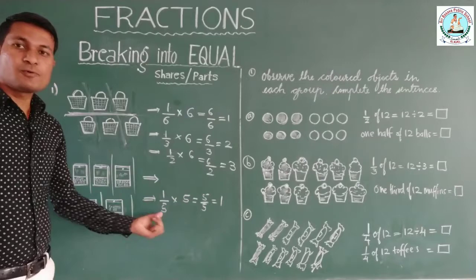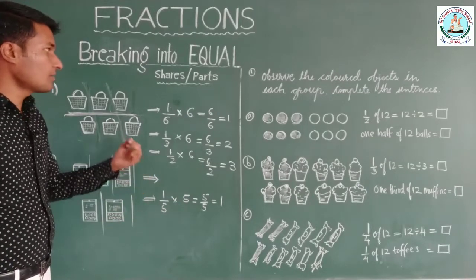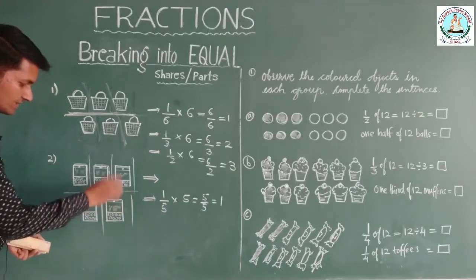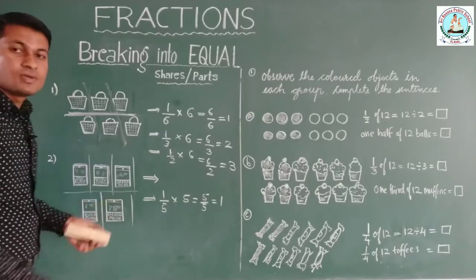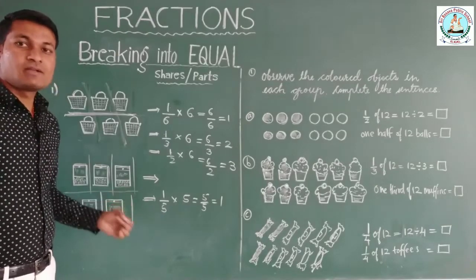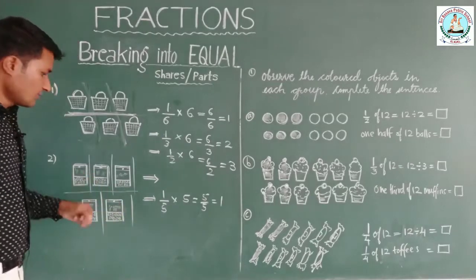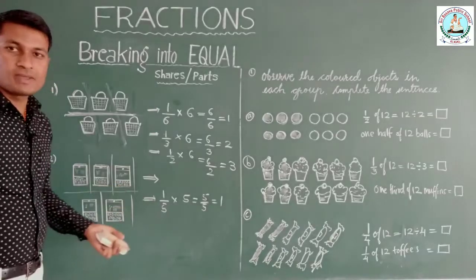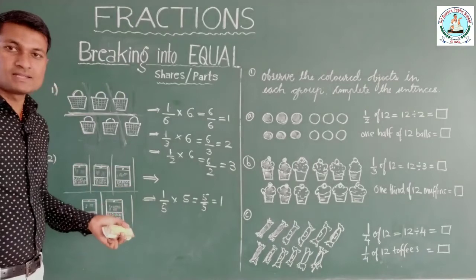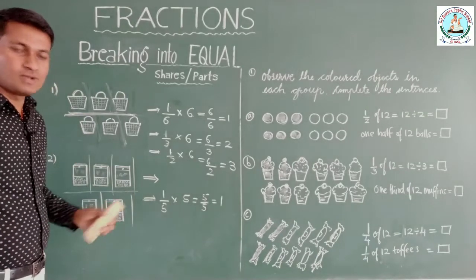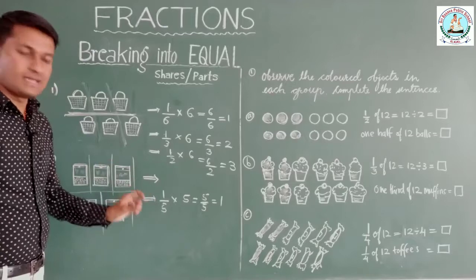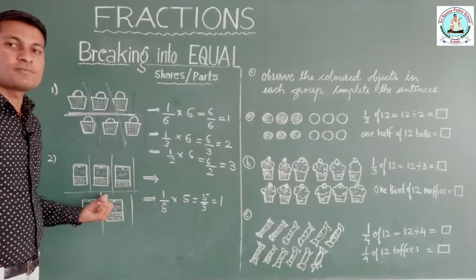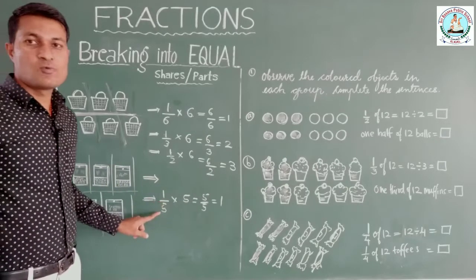Can this group of mobiles be broken in another way? Let's see. Half: if we do so, here we will get 3, here we will get 2. So breaking this group of mobiles into half is not possible here. Let's go for 1/3. 1/3 means we have to make 3 equal parts. We cannot make 3 equal parts in this group of mobiles, so 1/3 of 5 is not possible. So the only possible way is 1/5 of 5, making 5 equal parts in this group of 5 mobiles. And if you do so, then 1/5 of 5 is what?